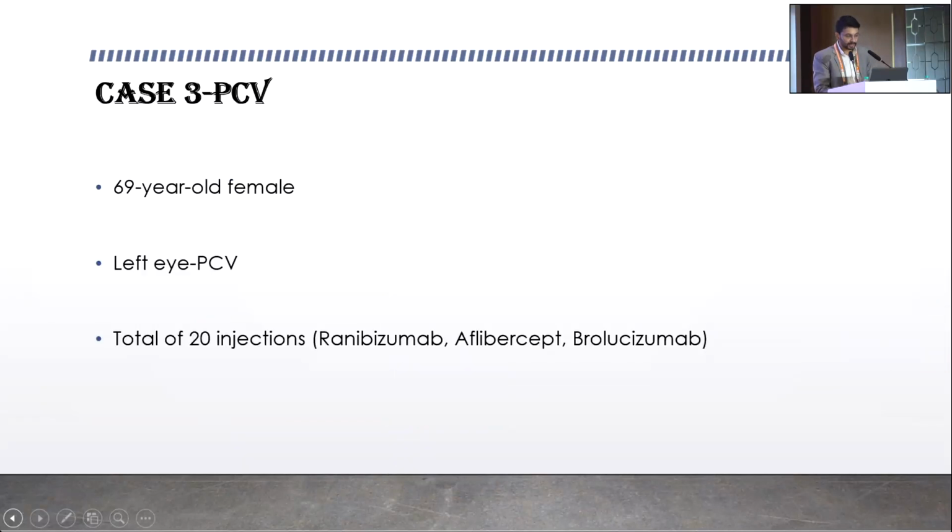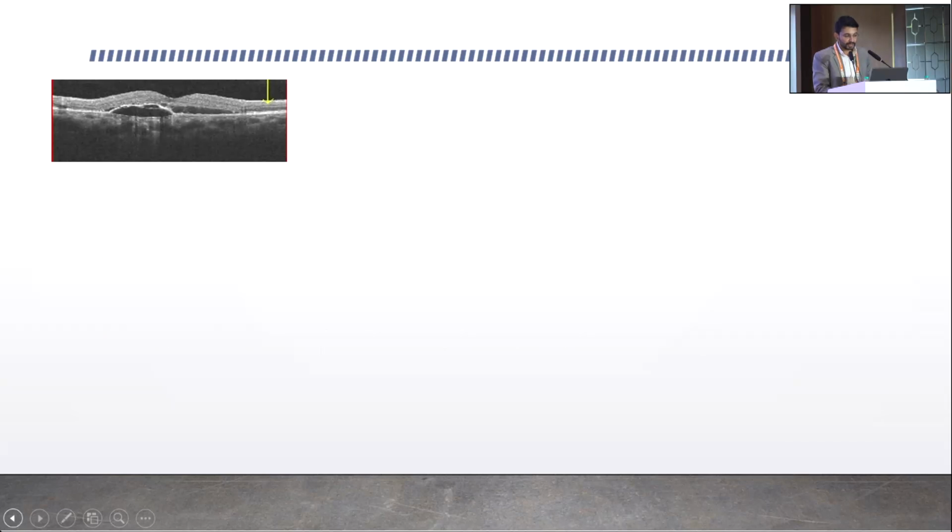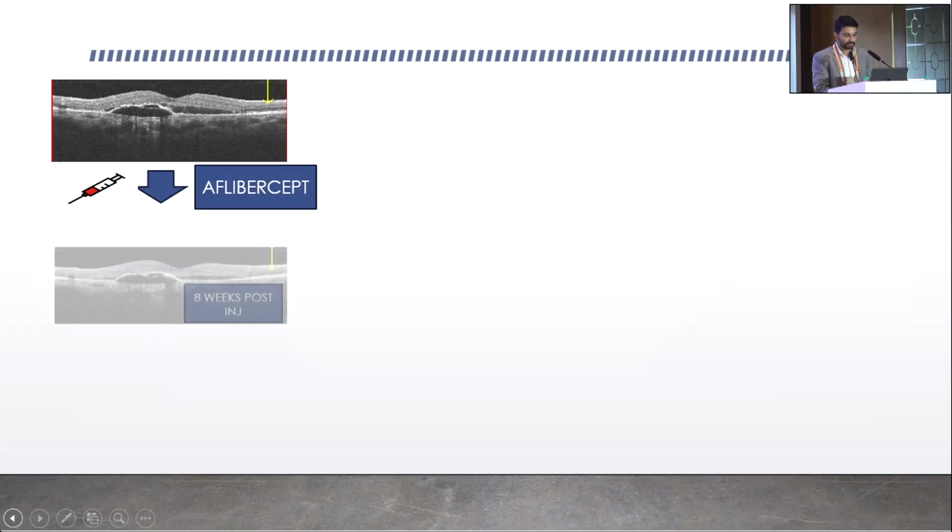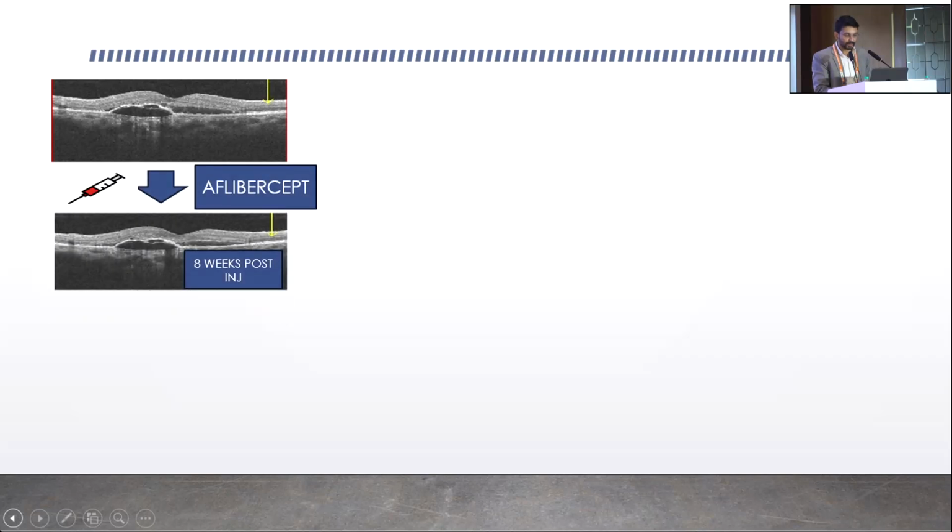The third case is a 69-year-old female with a left eye PCV. A total of 20 injections had already been given to the patient. We have tried everything: ranibizumab, aflibercept, brolucizumab. Here we can see a representative OCT showing the PED with SRF. Aflibercept was given. 8 weeks post-injection, there was minimal response, or a recurrence. The patient was not followed up at 4 weeks and directly came to us at 8 weeks.